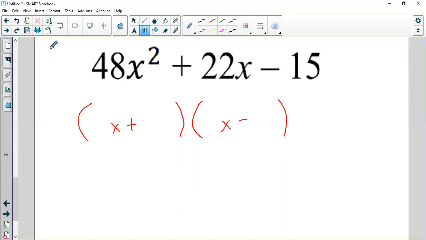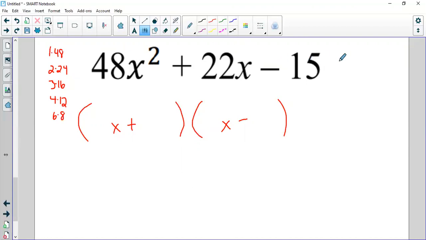48's got a lot of factors. Let's see. 1 and 48. Probably not going to use that one, but I'm going to list it just to make sure I have it. 2 and 24. 3 and 16. 4 and 12. And 6 and 8. I got 5 pairs of factors here. A lot of things to guess with. So I want to be educated about this, not just randomly do it.